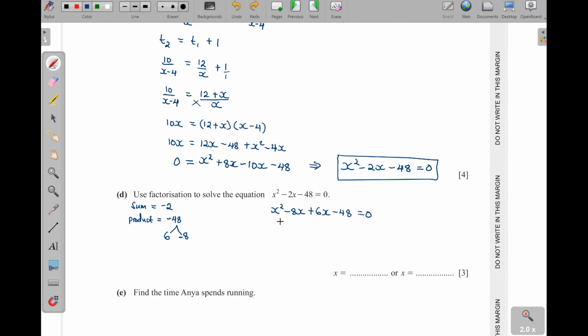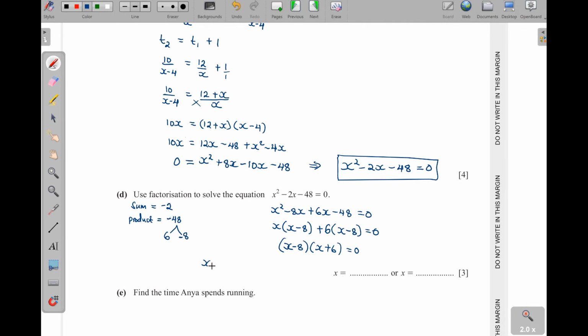Then here what is common? X is common. So here we shall have x, then minus 8. And then what is common here? 6 must be common. But you don't need to waste time. You just open another bracket and put x minus 8. This bracket has to be the same as this one here. Then you ask yourself, what should you multiply with this x to get 6x? Of course, that is positive 6. Now, what is common? X minus 8, and also here. Meaning, I will write x minus 8, and then x plus 6.